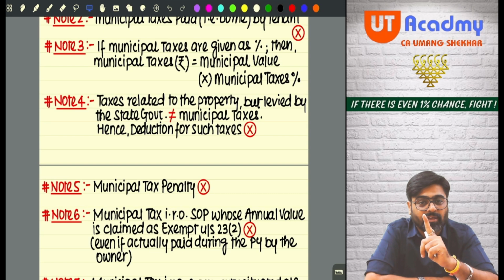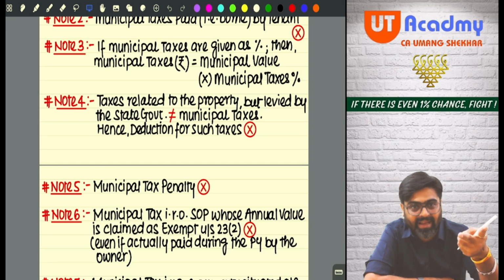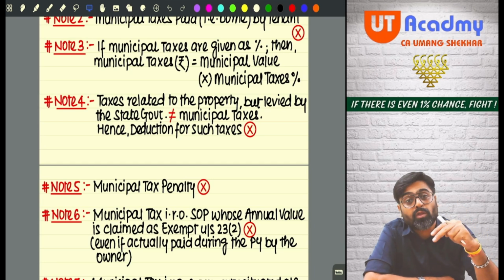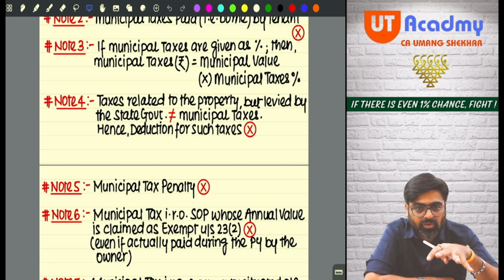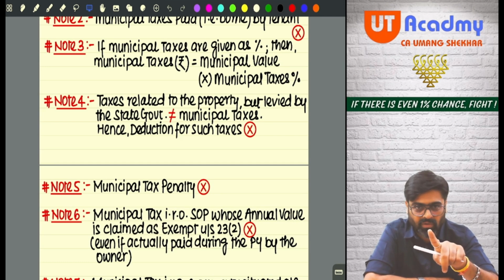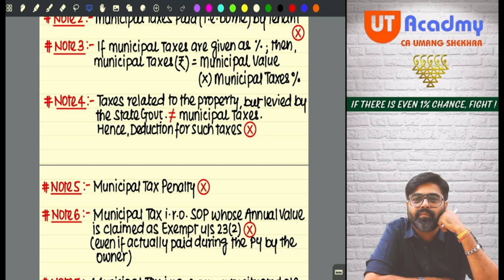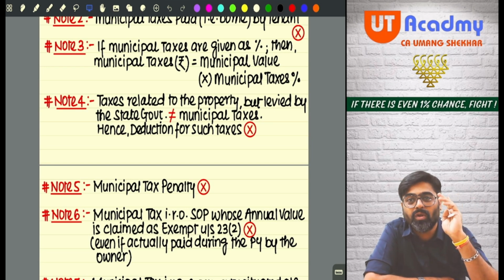But any municipal tax with regard to your SOP for which you are claiming exemption, 2 SOPs you are claiming exemption, annual value nil. So even for those SOPs you can pay the municipal tax in this year. But those municipal taxes will not be allowed as a deduction. Why? Simple. We forgot your GAV, no? Are we charging any tax on your GAV? No. So you forget the municipal tax. Understanding? So your entire annual value we are exempting, no? So why are you claiming the municipal taxes? We forgot your GAV, you forget your municipal taxes. Will you remember?